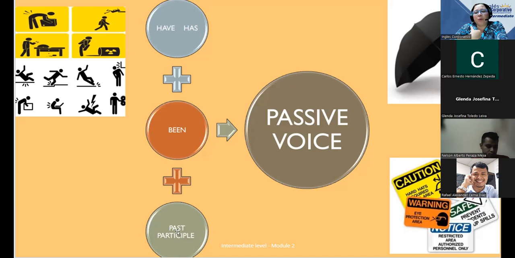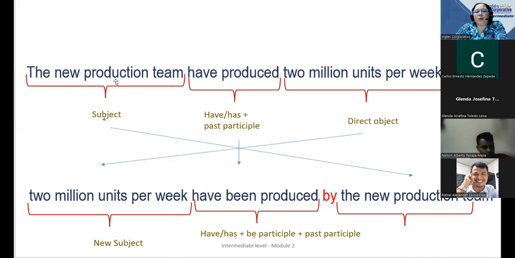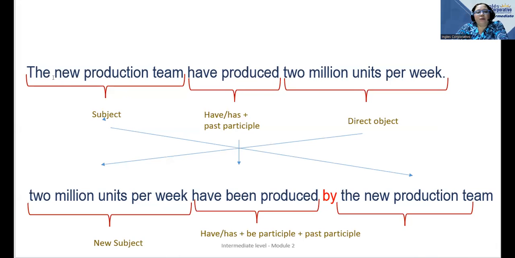When you want to express an action being more important than the doer, or the doer is not so important, then you use the past participle with these two auxiliaries, okay? The have or has, then the been. So let's go and check how this works. Let's read this. The new production team have produced 2 million units per week, okay? The first one is the active voice, okay?